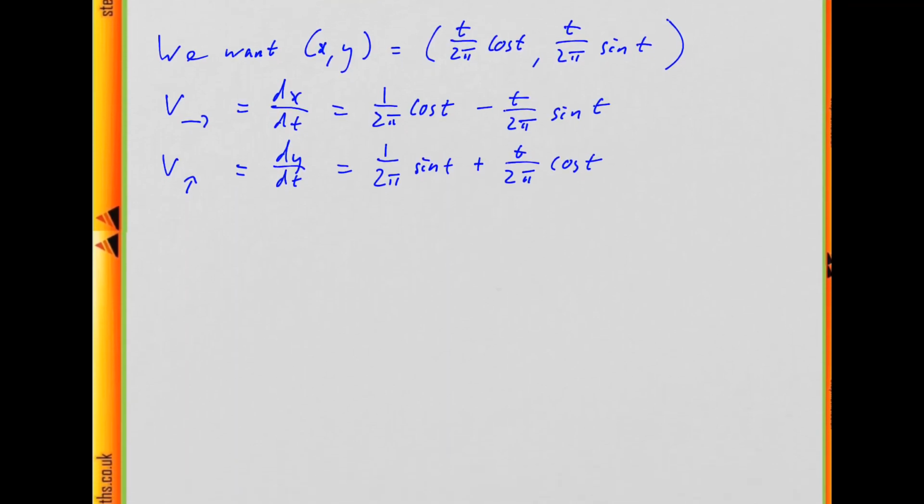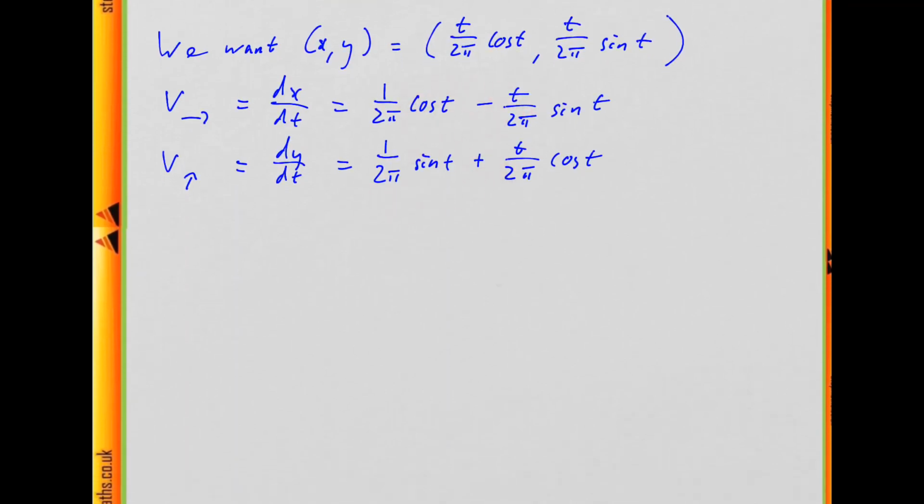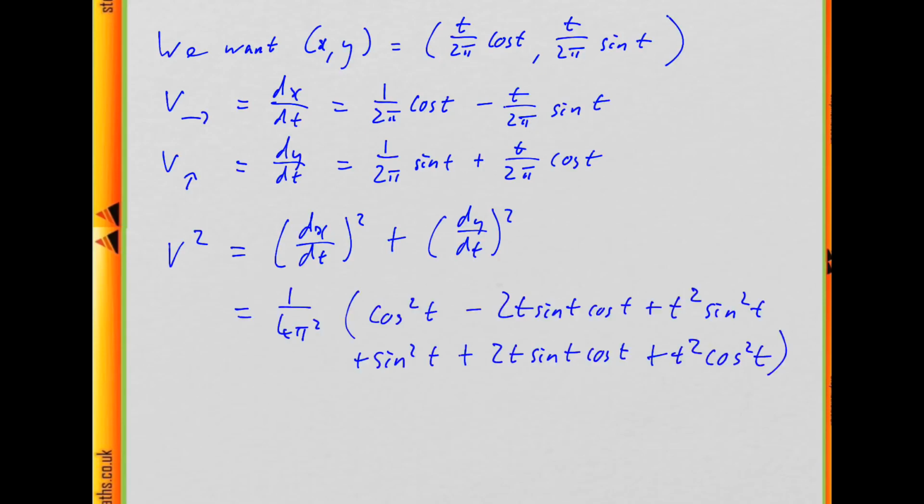And now we want to find the speed from those. These are the sizes of the components. So if we square these and add them together, we get the square of the speed by Pythagoras. So v squared is dx by dt squared plus dy by dt squared. And now I'll take out the 1 over 2π and square it, so I get 1 over 4π squared, and I'm squaring everything else. So when I square this first one, dx by dt, I get cos squared. Remember, I'm ignoring the 1 over 2π. And then minus 2 times t times sine times cos, and then plus t squared sine squared. And then similarly for the second one, except I have sine squared, this becomes plus 2 times t times cos times sine, and this becomes t squared cos squared.